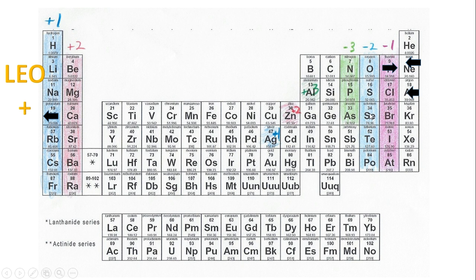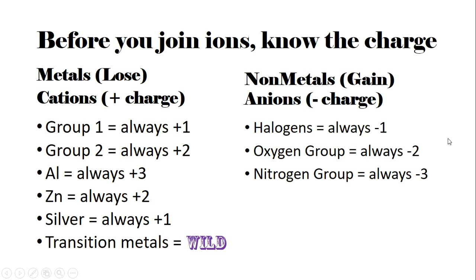-2 for the oxygen group, because they need 2 steps to become a noble gas. And -3 for the nitrogen group, because they need 3 steps to become a noble gas. In the process of gaining these electrons, they're becoming negative. They're gaining electrons, they're being reduced, they become negative. All right, I'm happier with that.